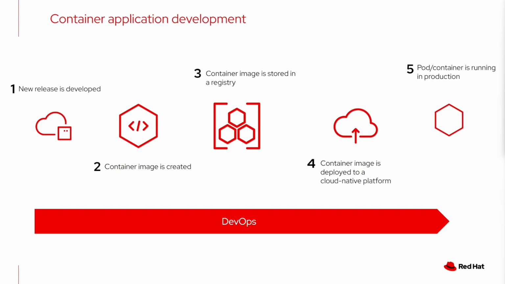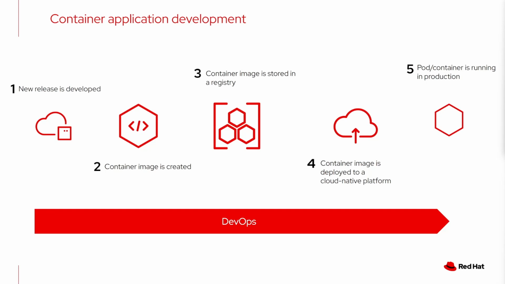It starts with a new software release, and we package that release into a container image and push it to a registry. And once we have that image in a registry, we can deploy that workload to a cloud-native platform like OpenShift, and then have that pod or container running in production.